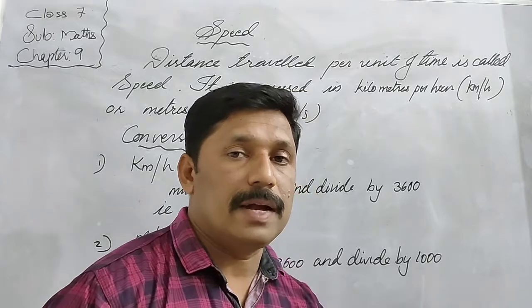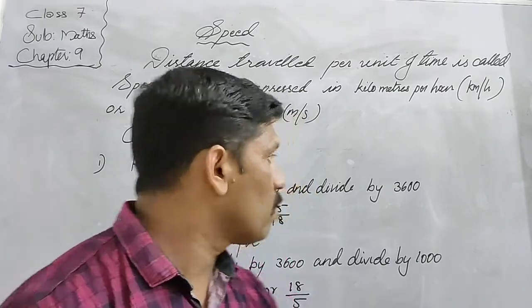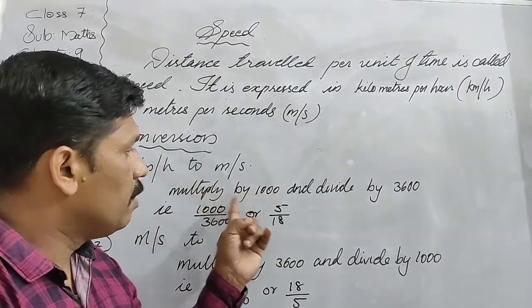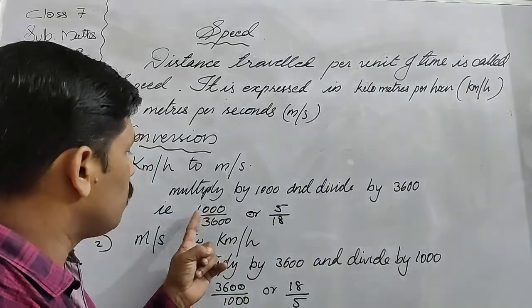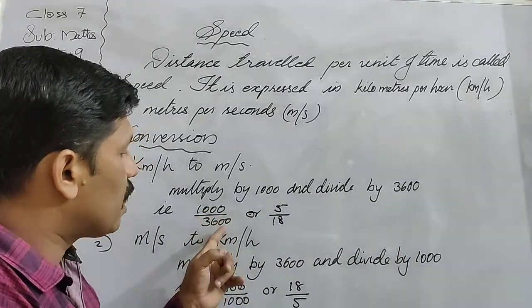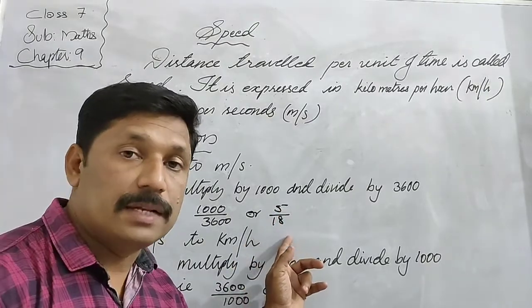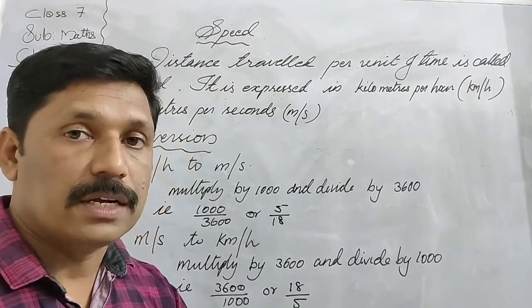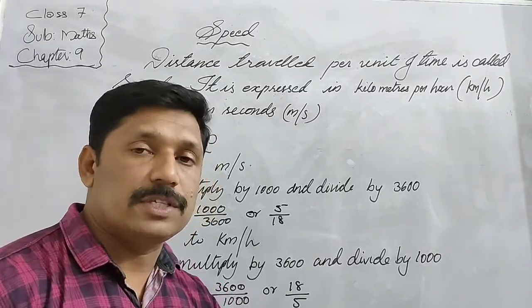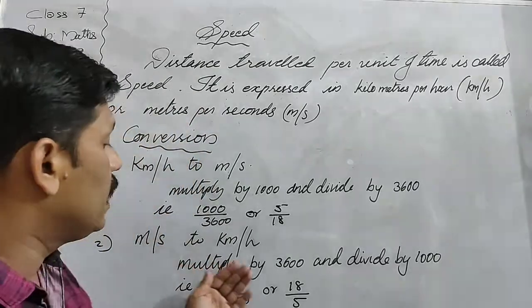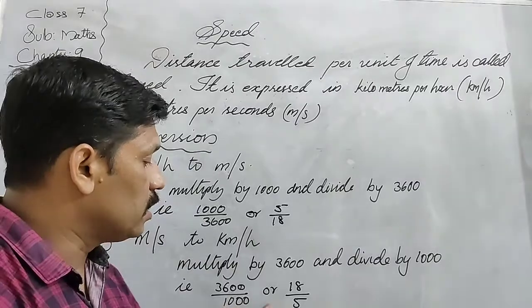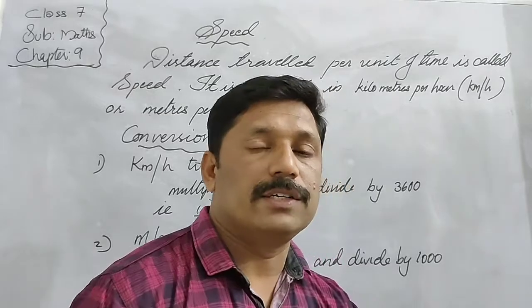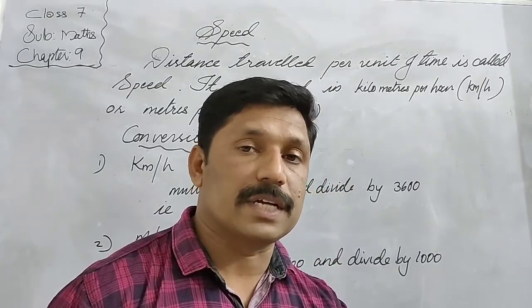So we multiply by 1000 upon 3600, or when we cut and reduce, you can see that to convert kilometer per hour into meter per second, we multiply by 1000 and divide by 3600. That is, multiply by 1000 upon 3600. When we cut and reduce, we get 5 upon 18, or we multiply that number by 5 upon 18, then it is changed to meter per second. And just reverse, in order to change meter per second into kilometer per hour, we multiply by 3600 upon 1000, that is 18 upon 5. So in this way, we can convert kilometer per hour into meter per second, or meter per second into kilometer per hour.